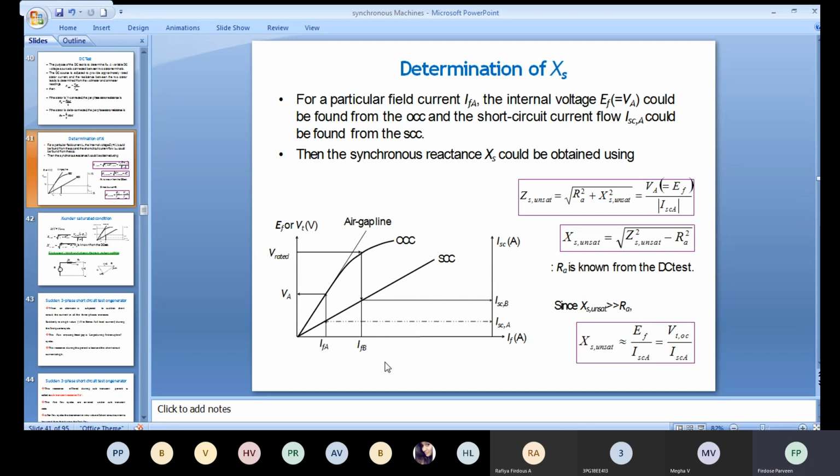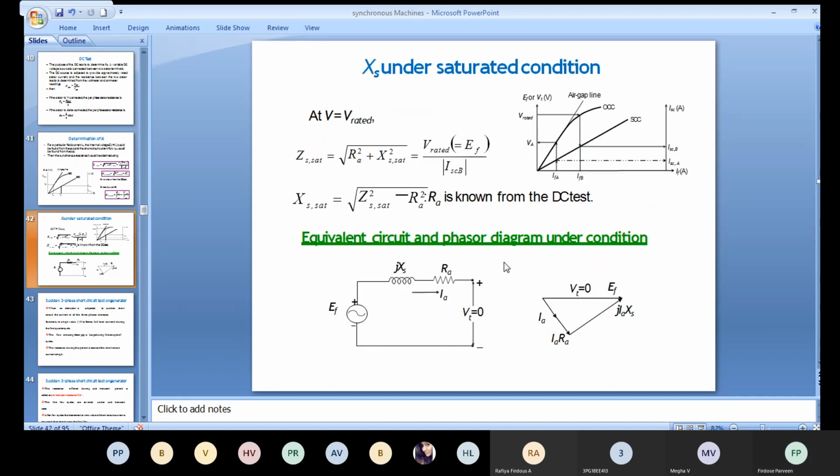And the determination of synchronous impedance is given here. For a particular field current, the internal voltage could be found from the open circuit test and the short circuit current could be found from the short circuit test. Then the synchronous reactance Xs could be obtained using the formula. And these are the conditions and the saturated condition of the synchronous impedance.